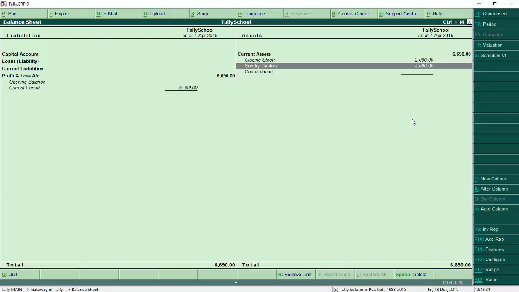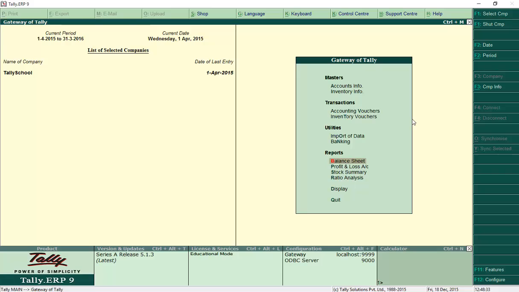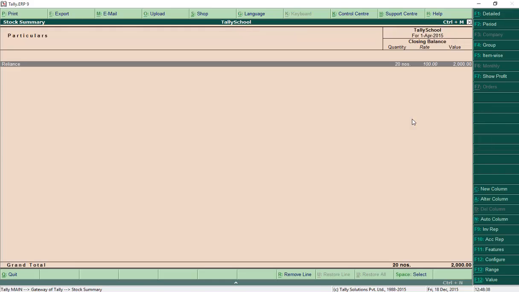So let's come back by pressing escape, and let's see the stock summary. As you can see, 100 closing balance, rate is 100, and 2000 value, and 20 shares are left. So this is how stock market entries in Tally work.